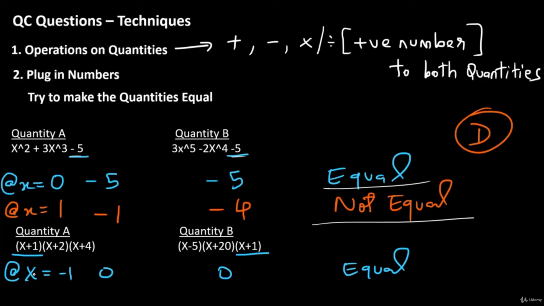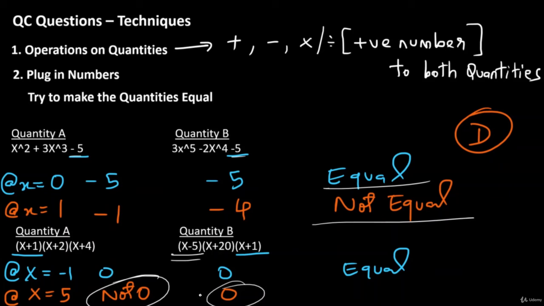Now, let me substitute any other value for x. Now, because I have x minus 5 as a factor over here, if I substitute x is equal to 5, this factor over here will become 5 minus 5, which is equal to 0. So, let's try that. At x is equal to 5, you can see that quantity A is not 0, right? It's 6 into 7 into 9, right? You don't need to calculate it. It's just not 0. And quantity B is 0, right? So they are not equal, right? Again, the answer to this question is option D.